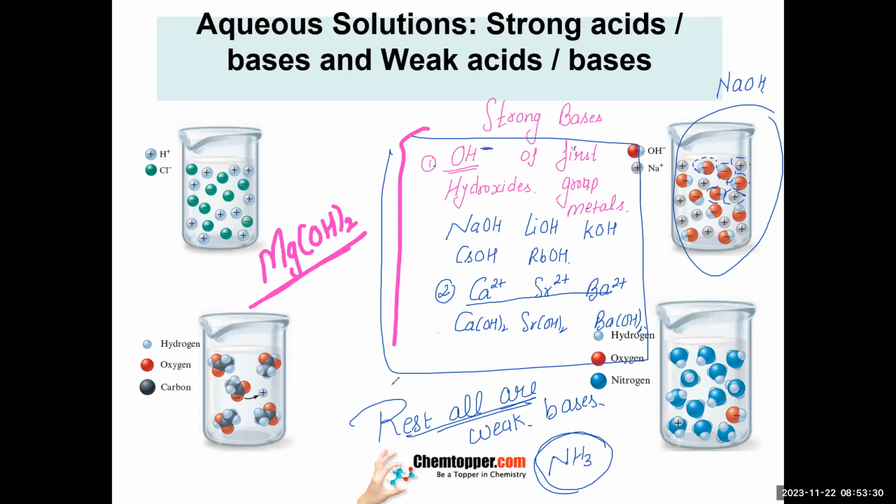Follow the rules. Is Mg2+ here? Is it there? No. So what is it? Weak. It's a weak base. Weak base is not fully dissociated. So if it is clear, if you have written everything, can I erase this?